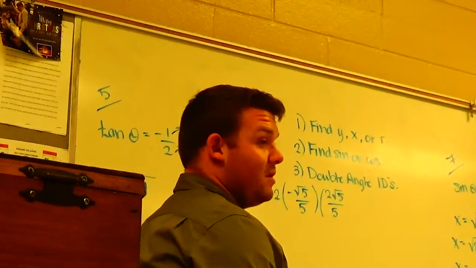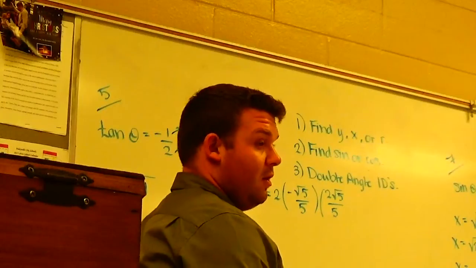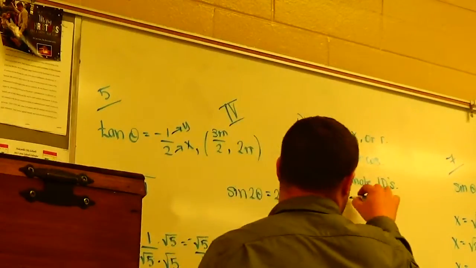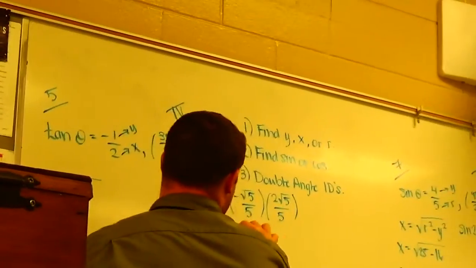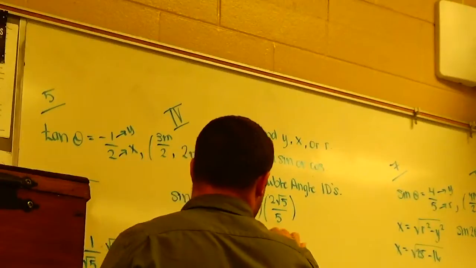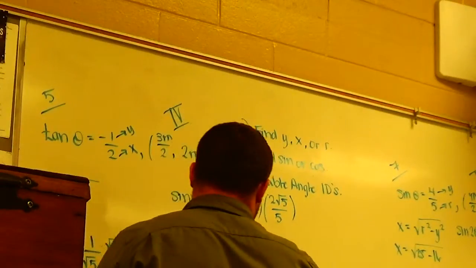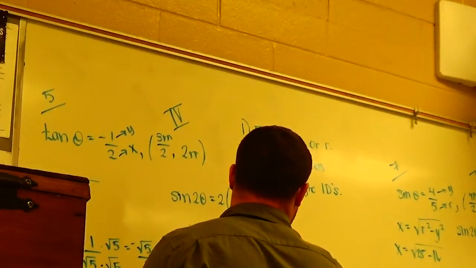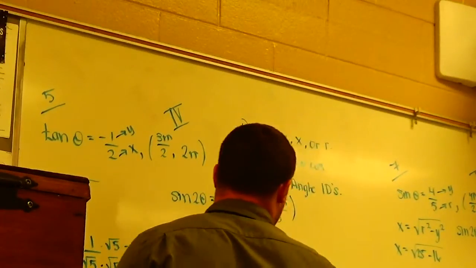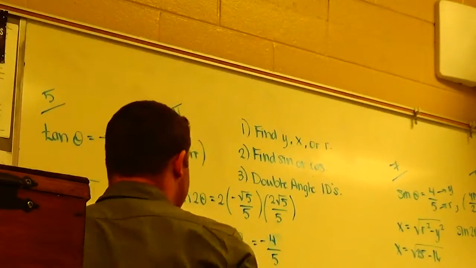And then multiply that by 2 square root of 5, we get 4 times 5, which is 20, but it's negative. Negative 20 25ths, we can reduce that. Both of them by 5, so we got negative 4/5. All right, so that's the sine of 2 theta.